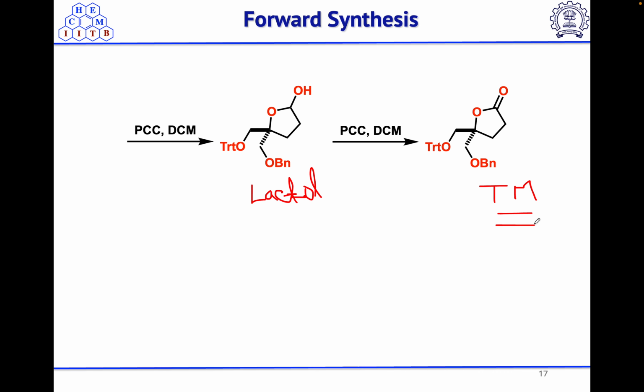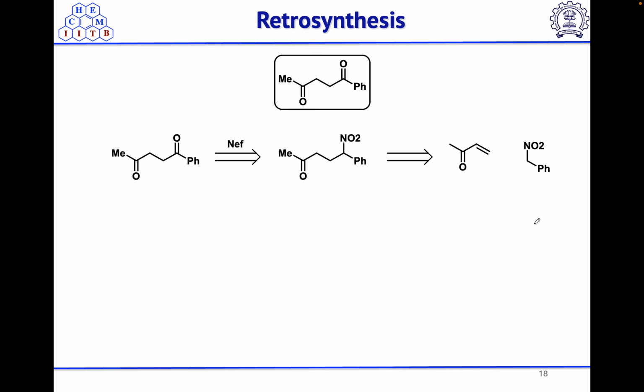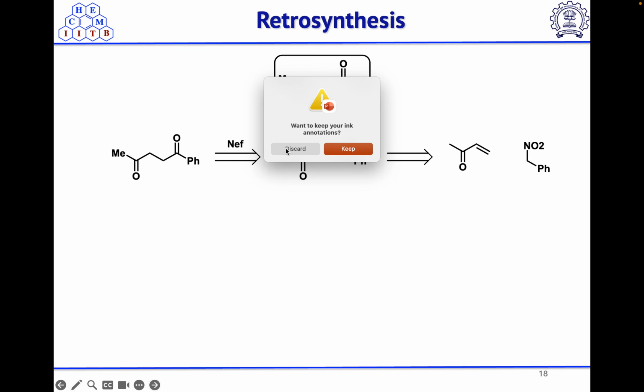Right? So you can get this target molecule from your starting molecule after a few transformations. So coming to the next example. Yeah, next example.